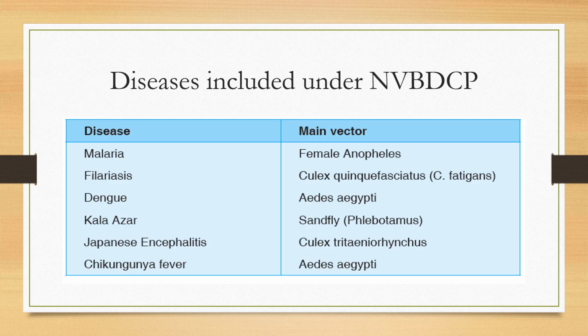The diseases included under National Vector-Borne Disease Control Program are malaria, filaria, dengue, Kala Azar, Japanese encephalitis, and chikungunya. Now we know that all these diseases except one are transmitted by mosquito. Only Kala Azar is transmitted by sandfly. Now three of these diseases are parasite borne and the other three are virus caused. Malaria, filaria, and Kala Azar are caused by parasites, while dengue, Japanese encephalitis, and chikungunya are caused by viruses.